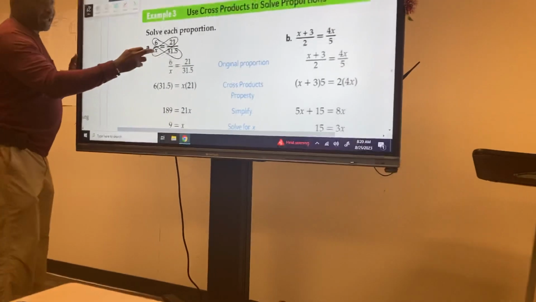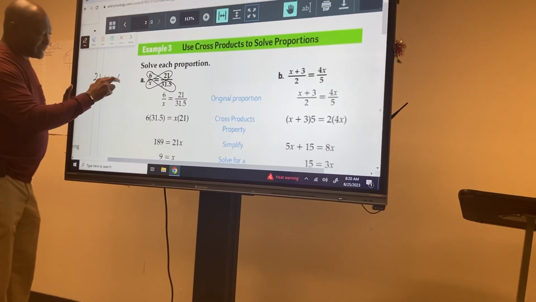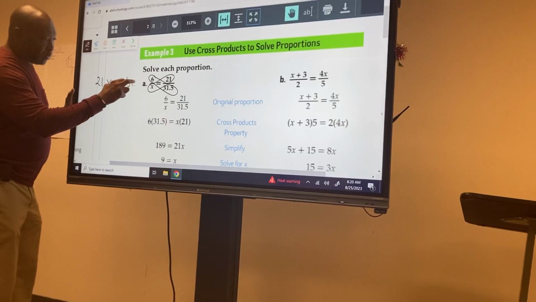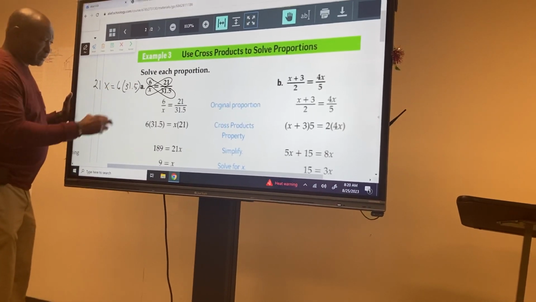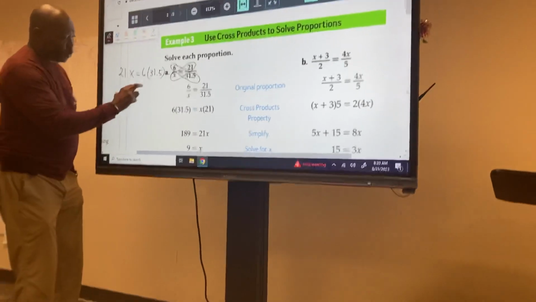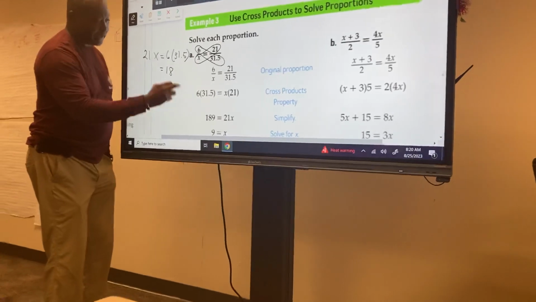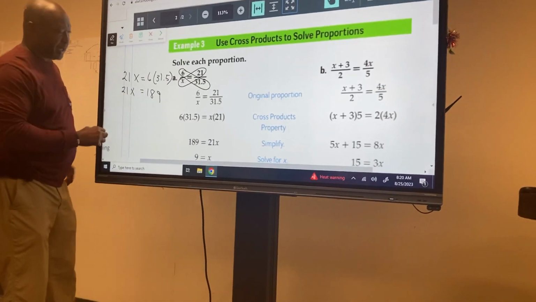So when you multiply x times 21, you're gonna get 21x is equal to 6 times 31.5. Okay? When you multiply 6 times 31.5, you're gonna get 189. So 21x is equal to 189.